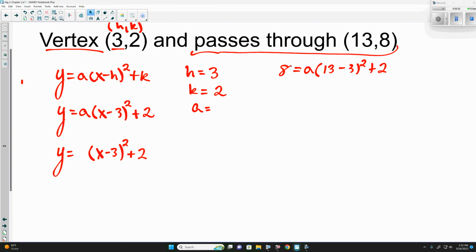So for this, I'm going to plug in the point 13, 8. 13 in for x, 8 in for y. They're corresponding spots. Well, how many variables do I have left in this equation? A. Solve for a. Well, we can simplify what's inside the parentheses first. 13 minus 3 is 10 squared. Well, 10 squared is 100, because 10 times 10 is 100. So we have 100a plus 2.